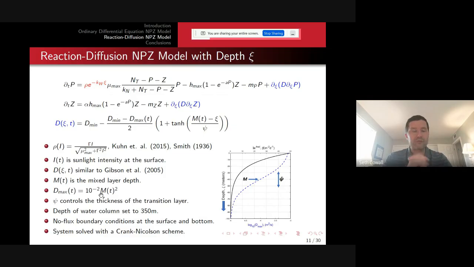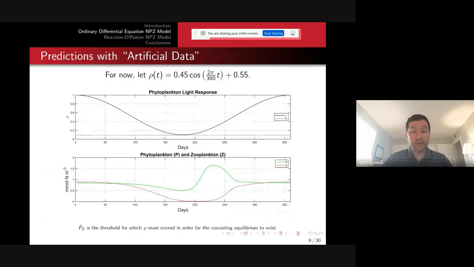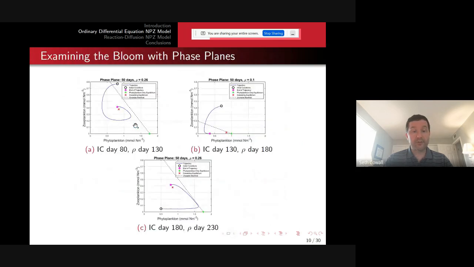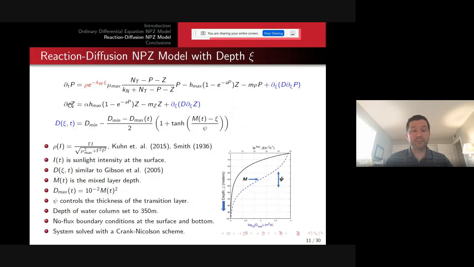I'll just do things one at a time here. First, what we're looking at is an augmented version of the model we saw earlier, and I forgot to mention, I always do this. Being that this is a closed system, we could rewrite n as nt minus p minus z, and just write the p and the z equation. So that's what we're doing here.